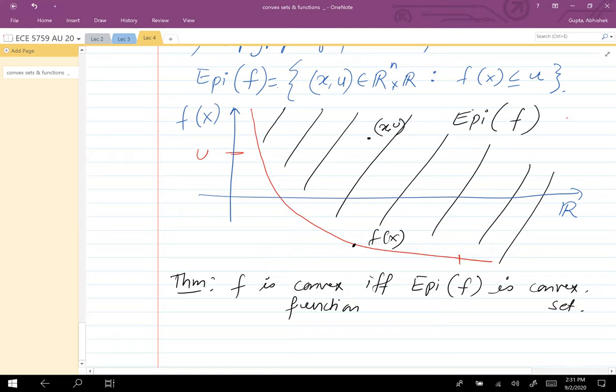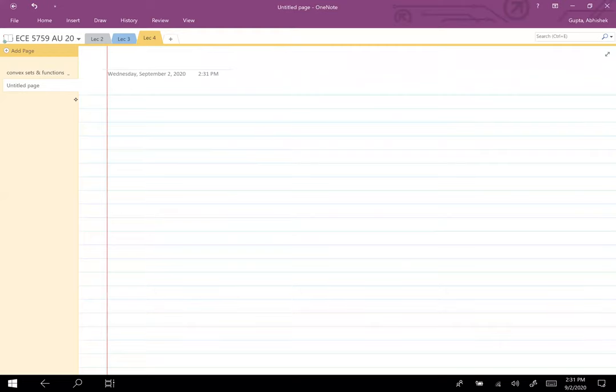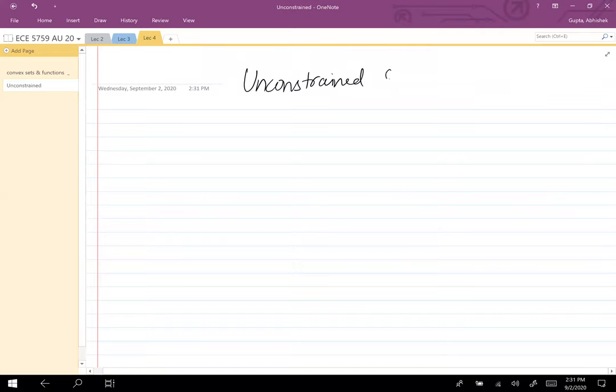Now the proof of this result is fairly straightforward. So I'll leave it up to you to fill in the blanks for this proof. But it's an important result in convex analysis. Okay, so with that, I end the background material that is needed for this class. Now I want to jump into unconstrained optimization.